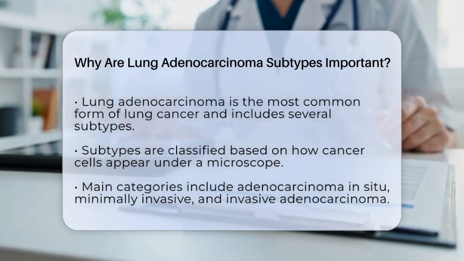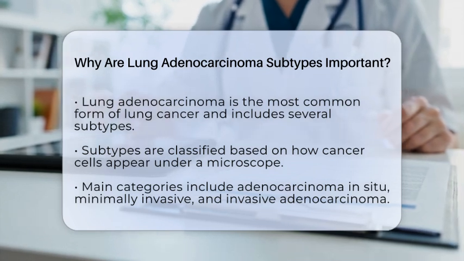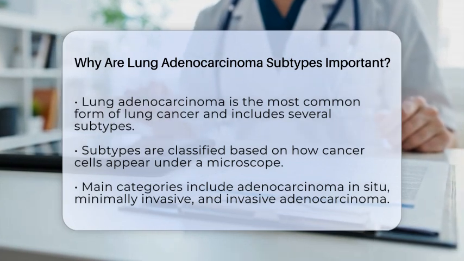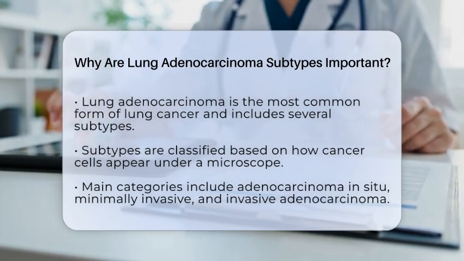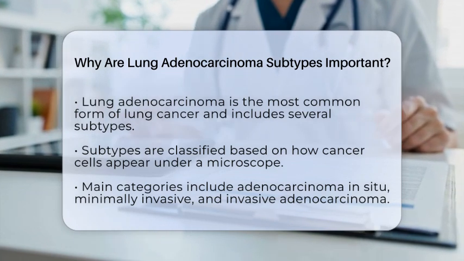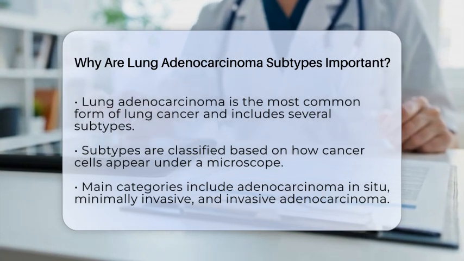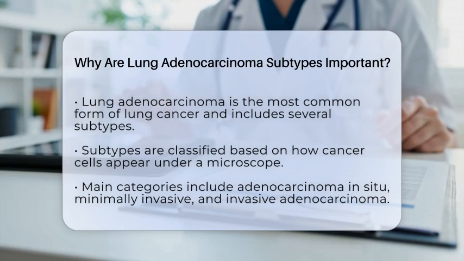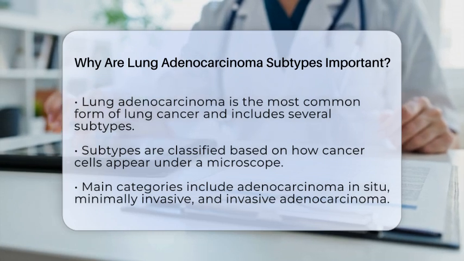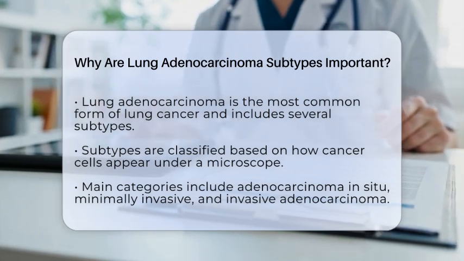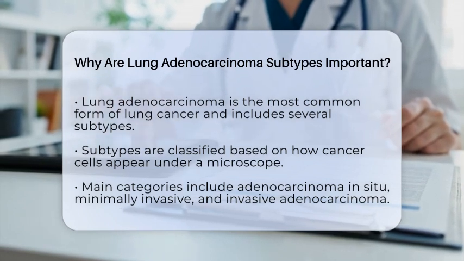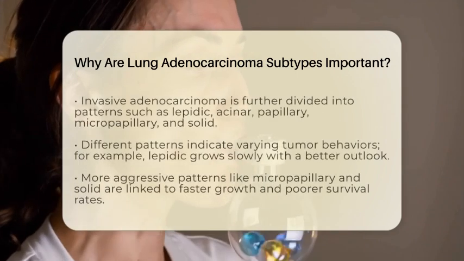Lung adenocarcinoma is classified based on how the cancer cells look under a microscope. The World Health Organization groups these into different categories like adenocarcinoma in situ, minimally invasive adenocarcinoma, and invasive adenocarcinoma. The invasive type is further broken down into patterns such as lepidic, acinar, papillary, micropapillary, and solid. Each pattern reflects different biological behaviors of the tumor.